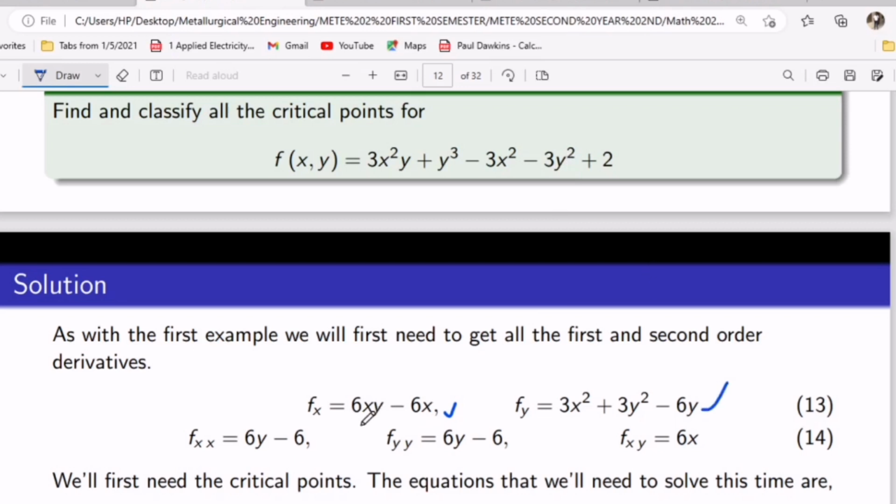And then we do f of xx. We're going to get 6y minus 6. For f of yy, we're going to get 6y minus 6. And for f of xy, we're going to get 6x. That's what we had here.